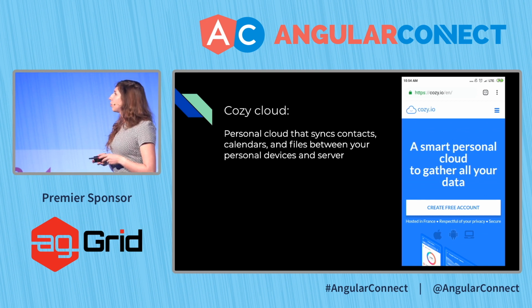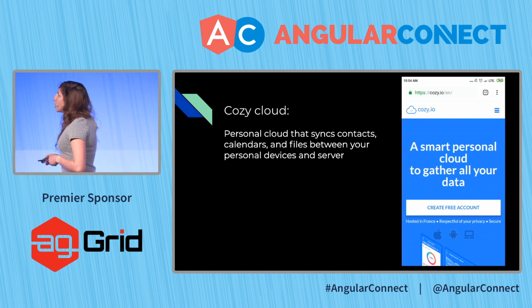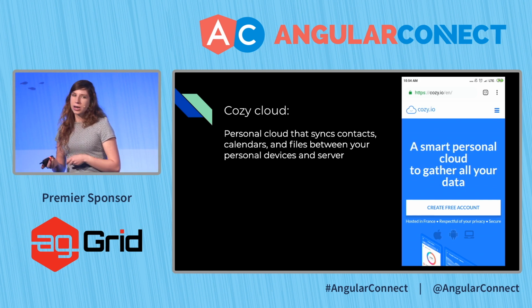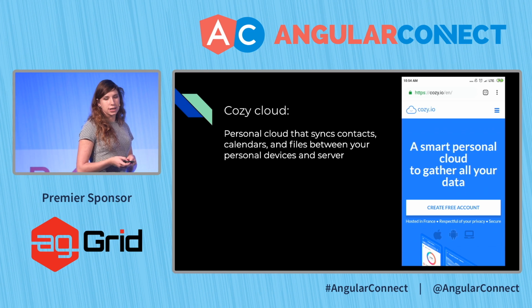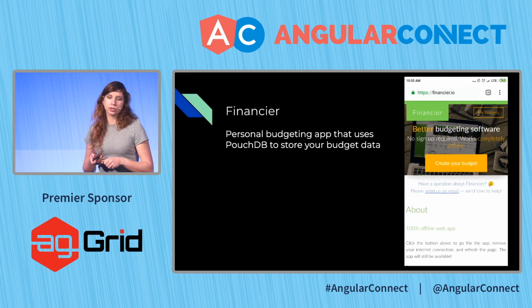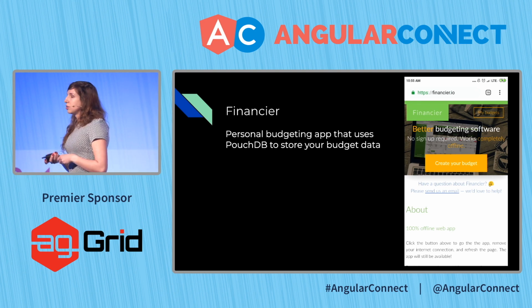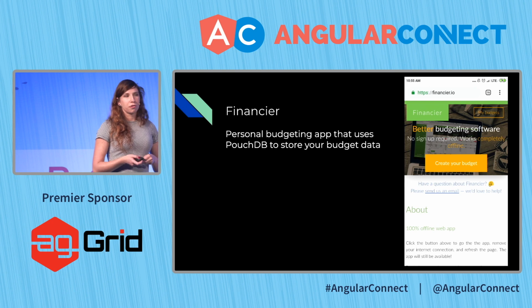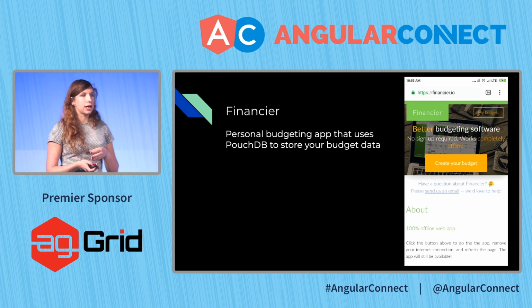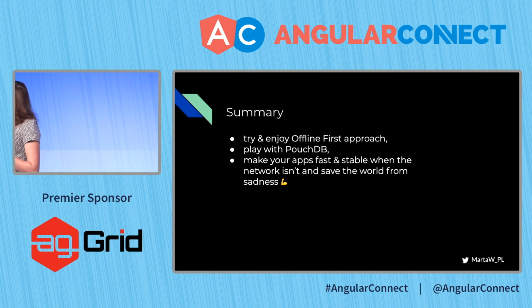Cozy is really cool for your daily life as a developer, for example. You can store contacts, calendars, and files, and share them between your clients and the server. And Financer is for storing budget data on your personal devices, and it's really cool for apps where you can store this data and then synchronize it with other clients and other devices.